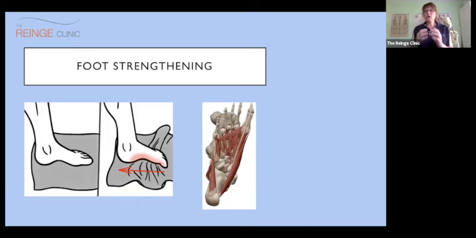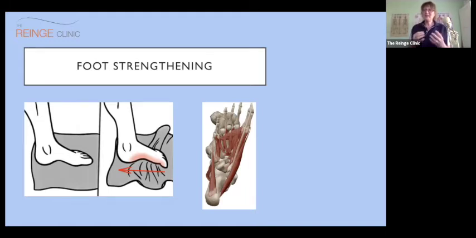If we don't use a muscle, it will stop working. It's as simple as that. If I put your arm in a plaster cast and left it there for 6 weeks, so you couldn't move your wrist, by the time it came out, you'd have virtually no muscle in that arm. You'd have to build it back up again. And the foot is absolutely no different. If we don't use these muscles, they're not going to work. They're going to get weaker and weaker.